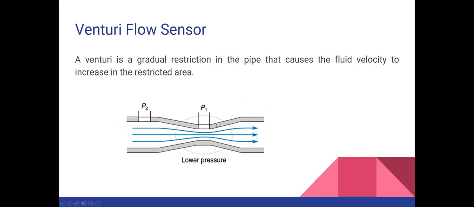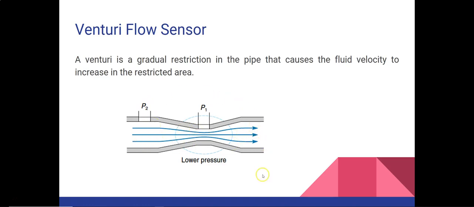Next we have Venturi flow sensors. A Venturi is a gradual restriction in the pipe that causes the fluid velocity to increase in the restricted area. The area of higher velocity has lower pressure, and here the difference in pressure between these two ports, P1 and P2, will be directly proportional to the flow of the liquid in the pipe.